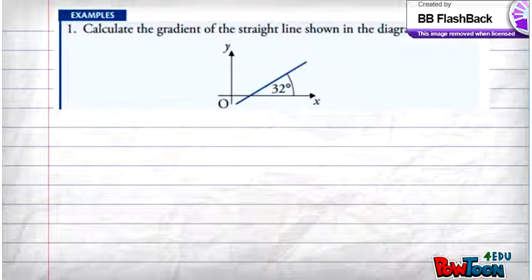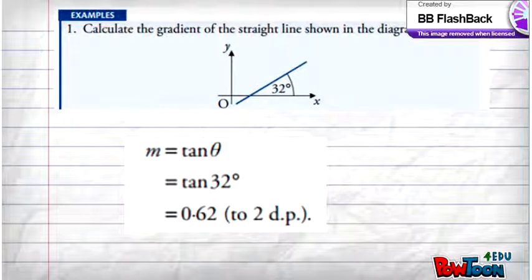Now here's an example. Stop the playback and try this one here. So there it is, it's straightforward. We know this angle that the line makes with the positive x-axis is 32 degrees. So m equals tan theta equals tan 32, which is 0.62. So the gradient of this line is 0.62.